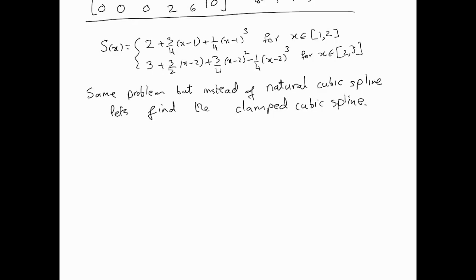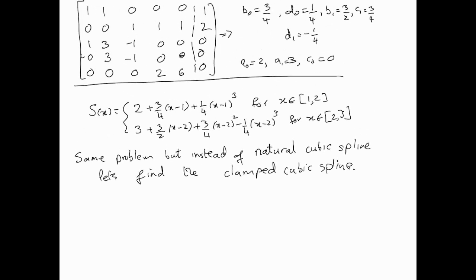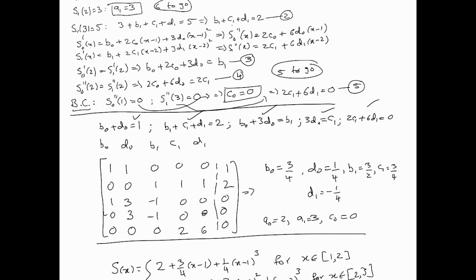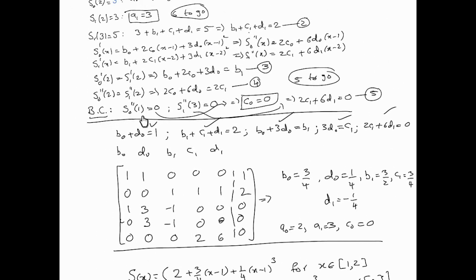Just as an added example, we found the natural cubic spline in this example, which you see above there. Now if we want to do the same problem but find the clamped cubic spline, remember all the conditions will be the same, except, let me just go back here very quickly, this condition here. This is the condition that will change. Everything above, all of the equations, is fine up to equation 4, but these 2 conditions will now be replaced by other conditions.